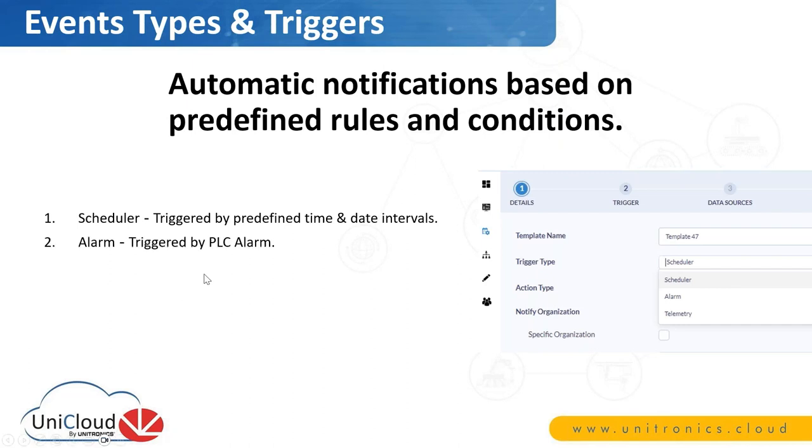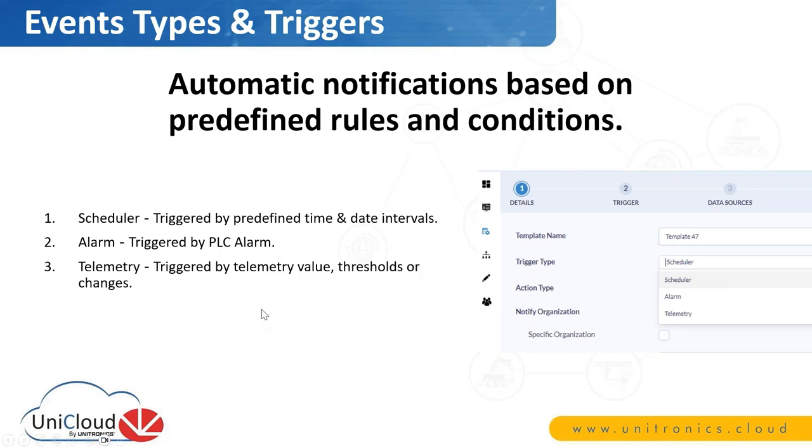The second trigger is alarms. You know alarms from the PLC. All the alarms that you configure on the PLC, such as communication loss, critical alarms, temperature is too high, and so on. You can decide to get a notification automatically when such an alarm is popping up.